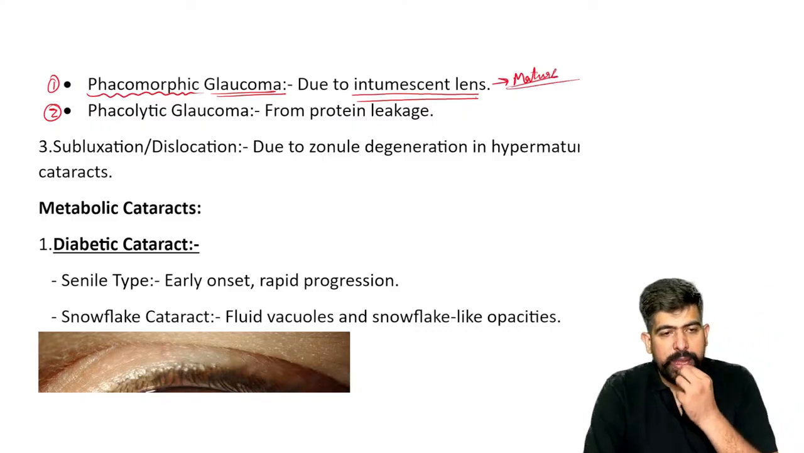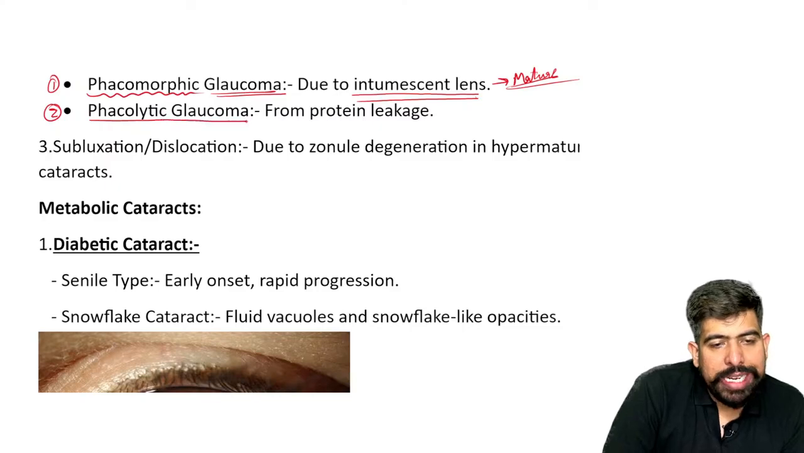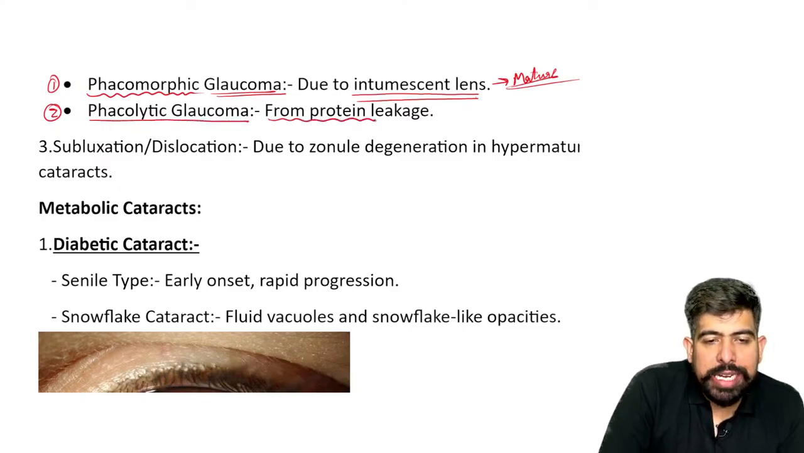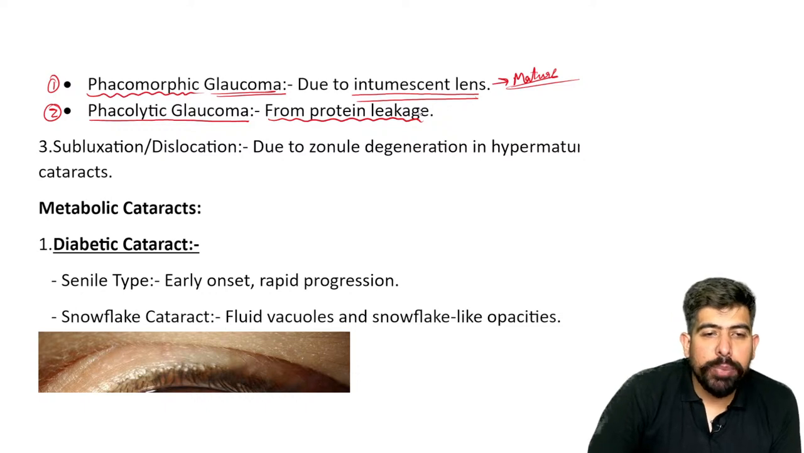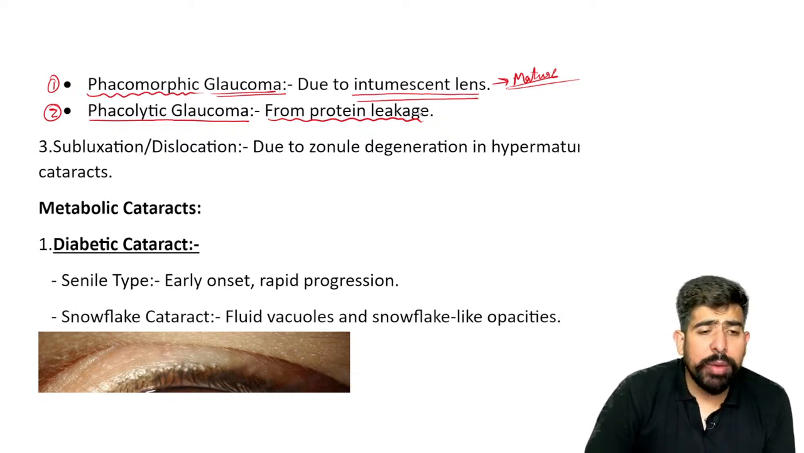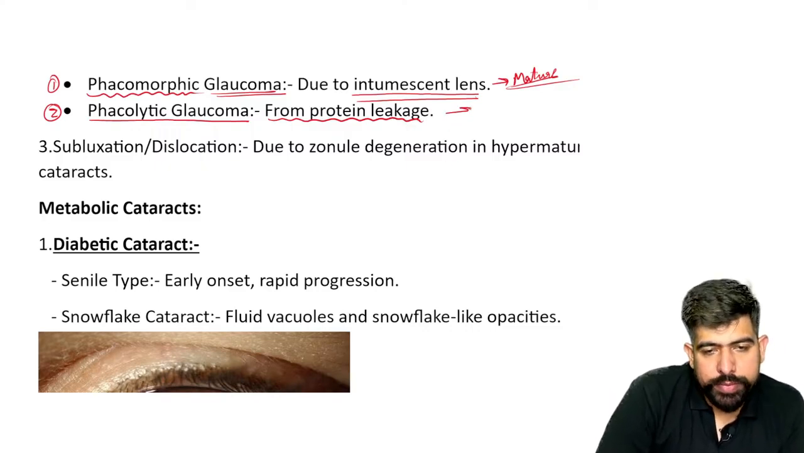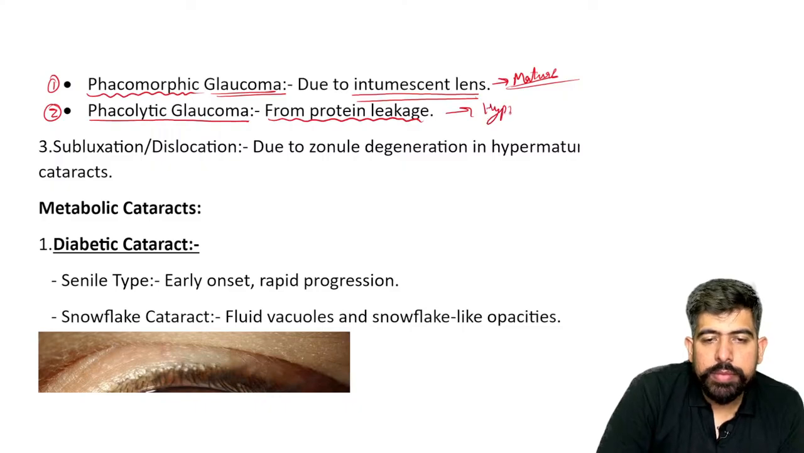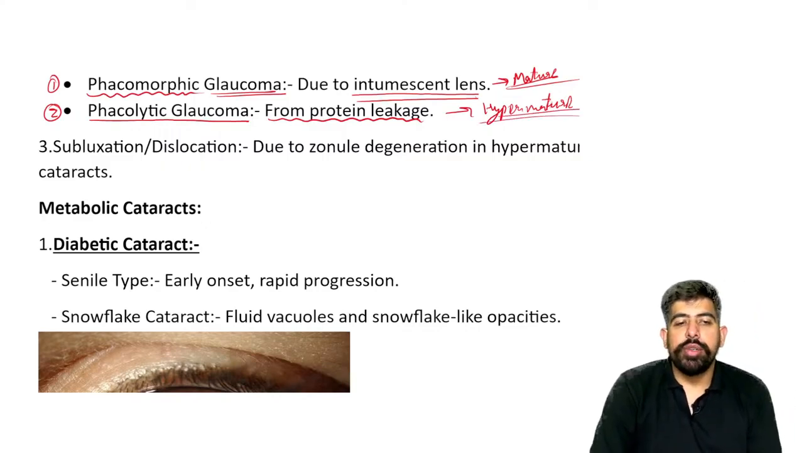Okay, that is why they are mature cataract. And if I'm talking about phacolytic glaucoma, this is from the protein leakage. This is always from your protein leakage, and this protein leakage will be seen in your hypermature cataract.